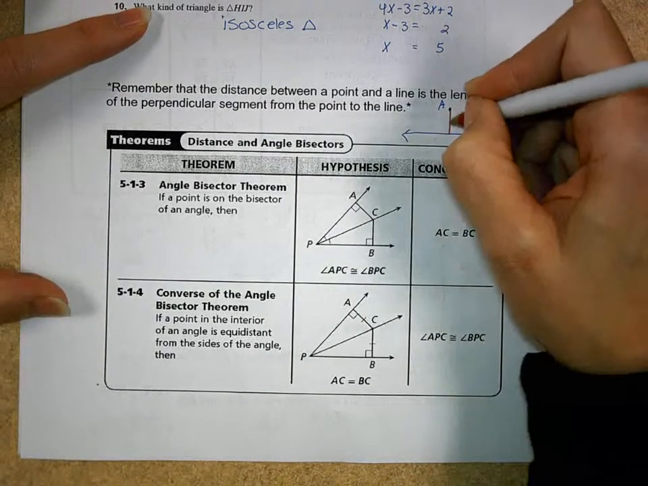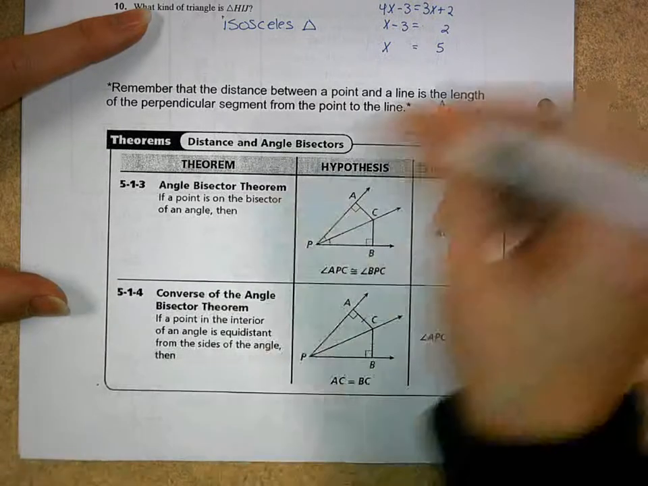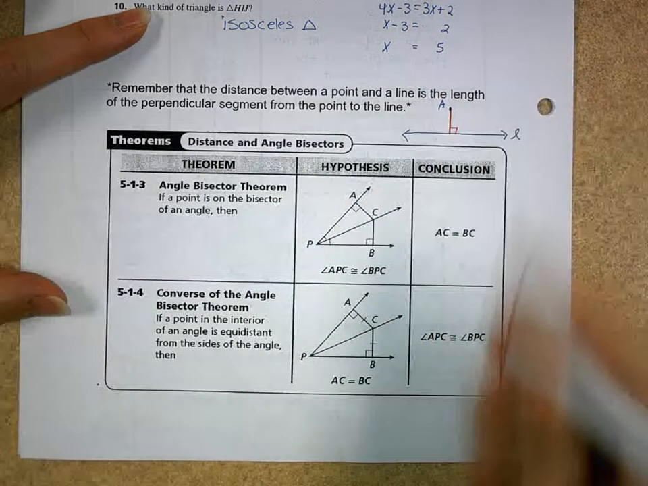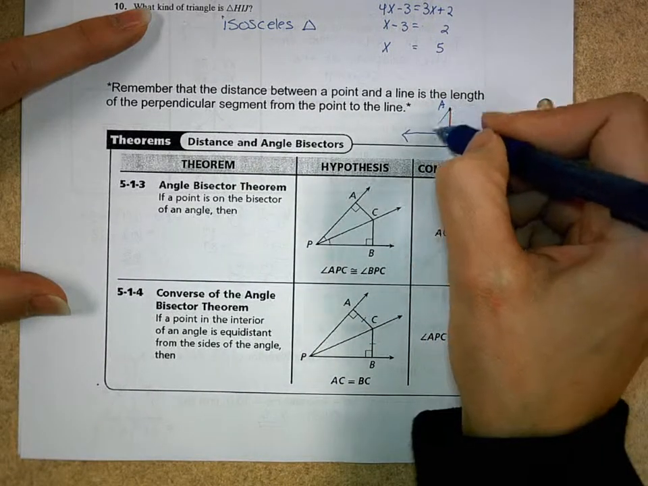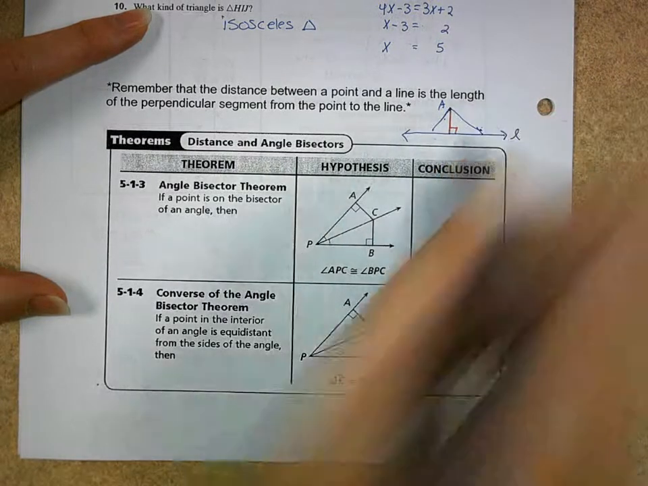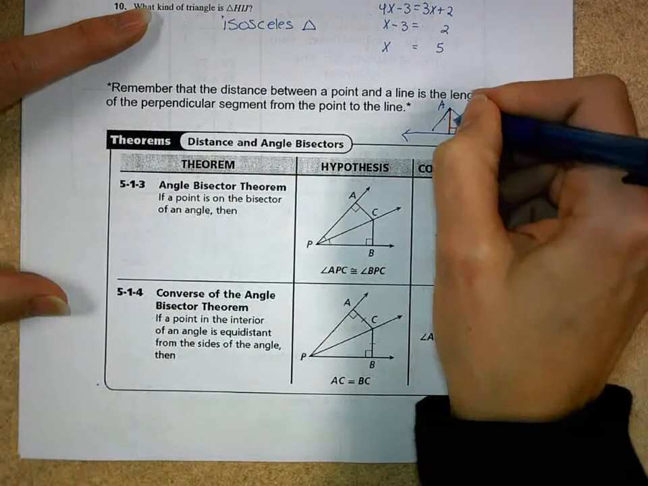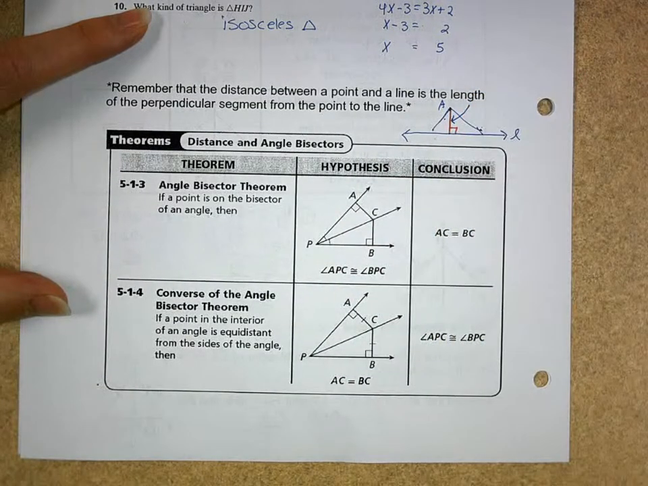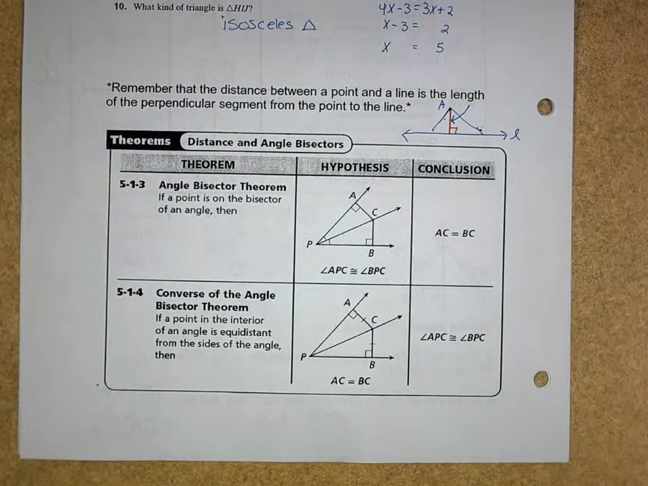That's right, you go straight down. Well, what type of angle is it if you go straight down? A right angle. Now, yes, there are other lines that you can draw, but they're not going to be as short as that one going down. So we're going to use the perpendicular segment's length to be the distance. Now, why are we going to use that? Because of our angle bisector.